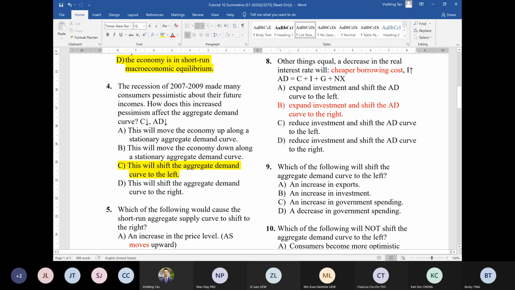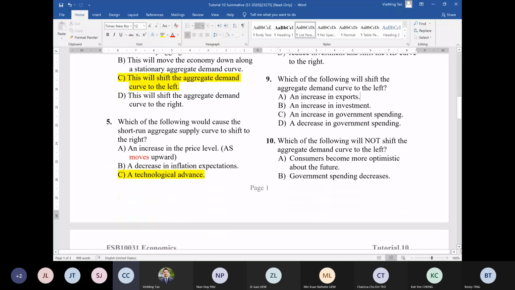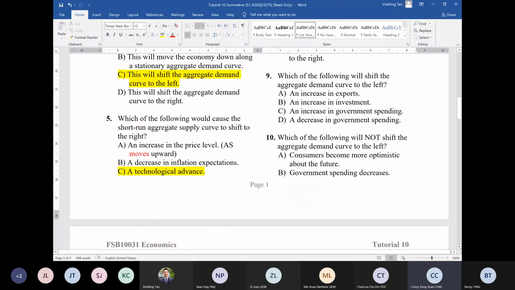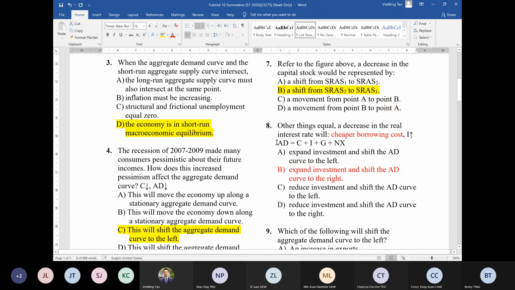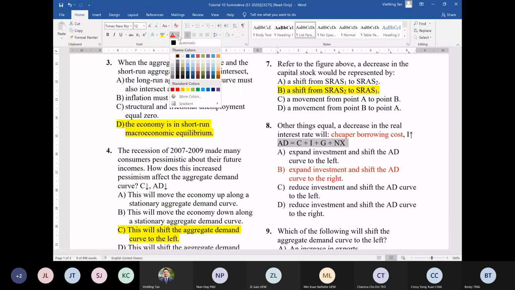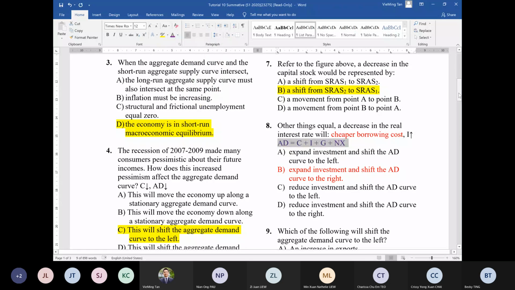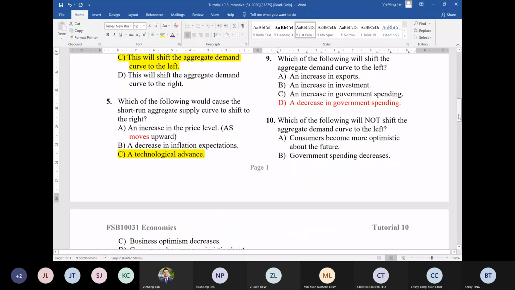Which of the following will shift the aggregate demand curve to the left? A decrease in government spending, D. Yeah, answer is this. In order to answer this question, you can use the formula of AD. This formula again. This is always the important formula for this chapter. Use this formula to guide you to answer the questions for this chapter.